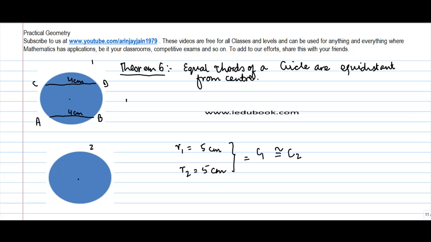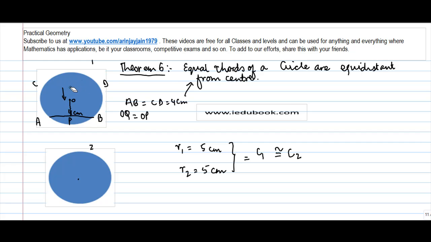Now in this case we have chord AB equal to chord CD equal to 4 centimeter. If you apply this theorem, this would mean that if you draw a perpendicular from the center of the circle to this chord, let's say the center is O, and this is point P, or let's say this is Q, then OQ will be equal to OP. Why? Because both these chords are equal and they lie within the same circle.